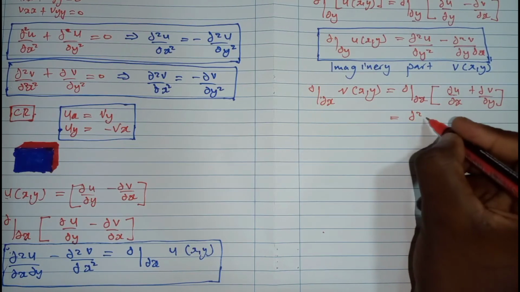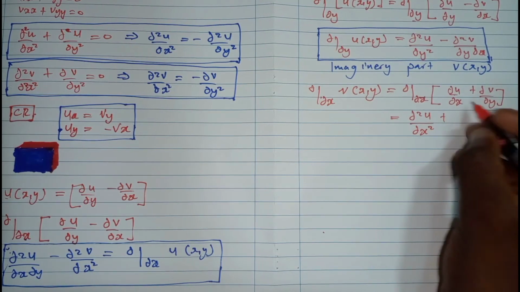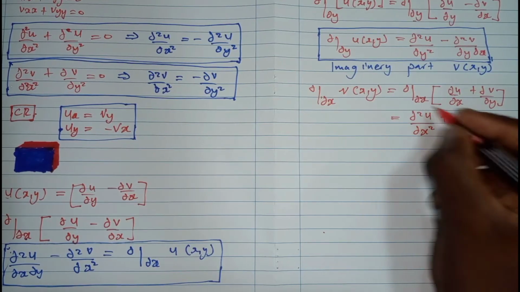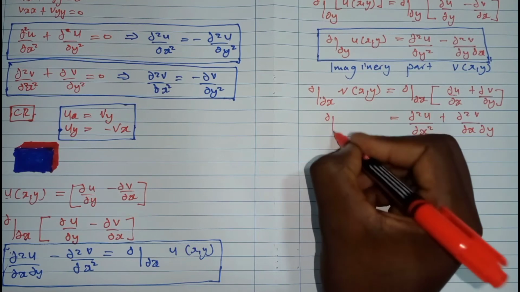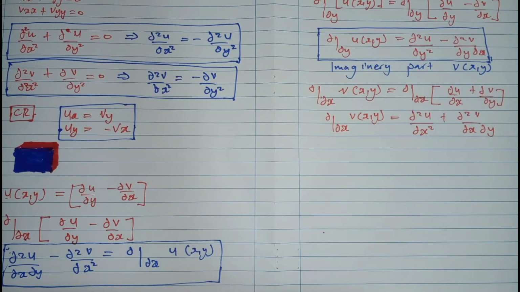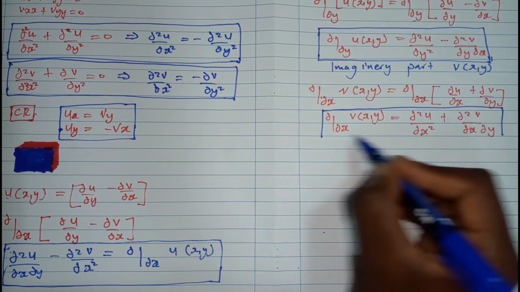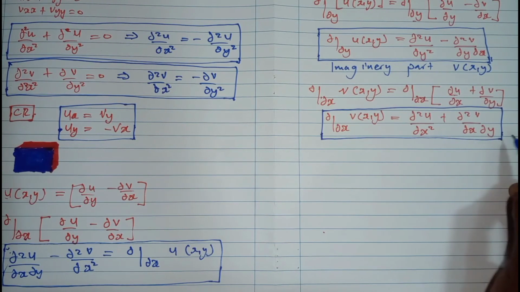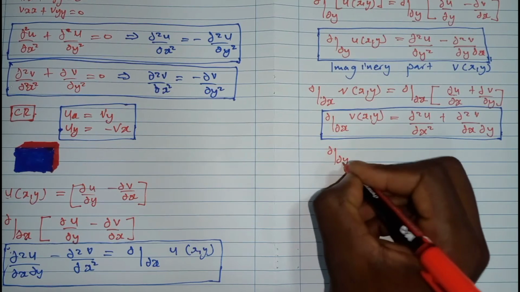partial 2u over partial x squared, this is partial x and partial x, plus, and we're going to have partial 2v over partial x partial y. Okay, like this one, and this is the partial x of v(x, y). Okay, so now on the real part, I have differentiated the real part with respect to x. Now I'm going to differentiate it with respect to y. So it's going to be partial y.